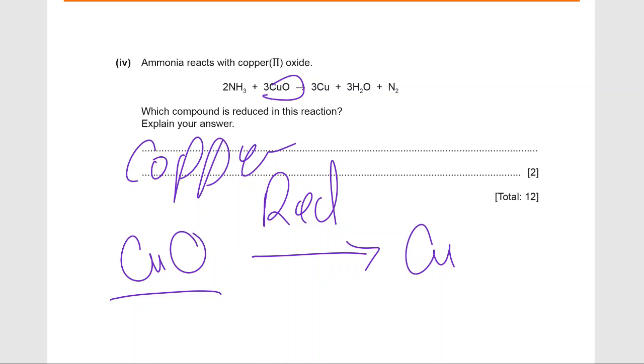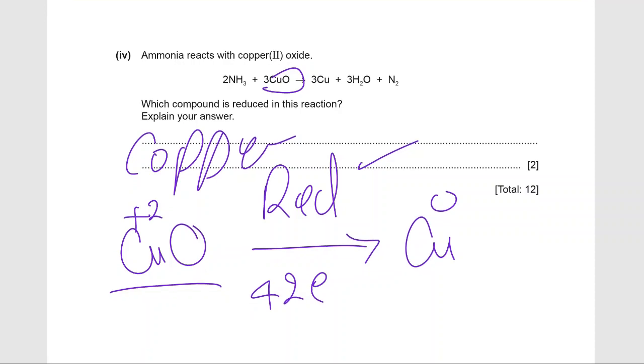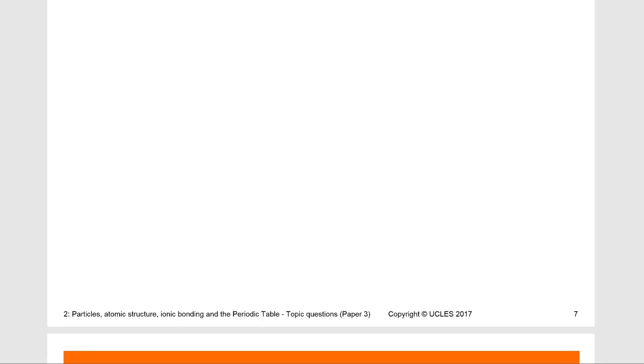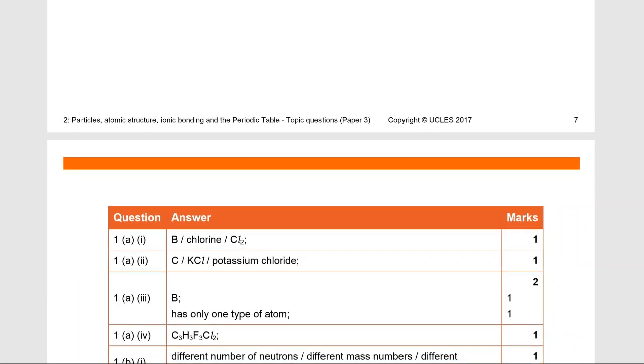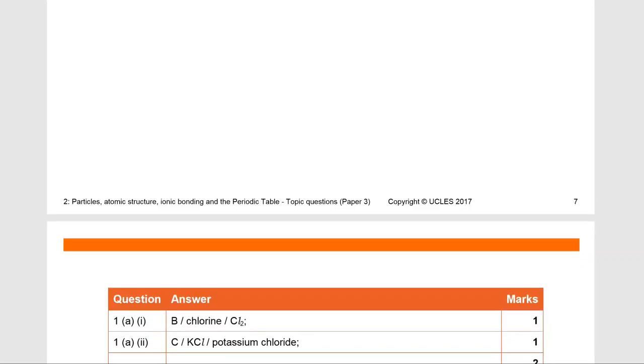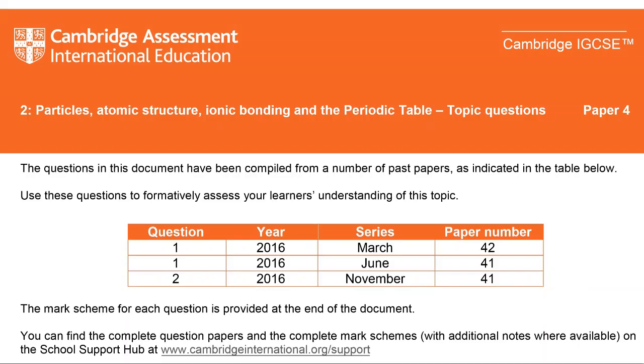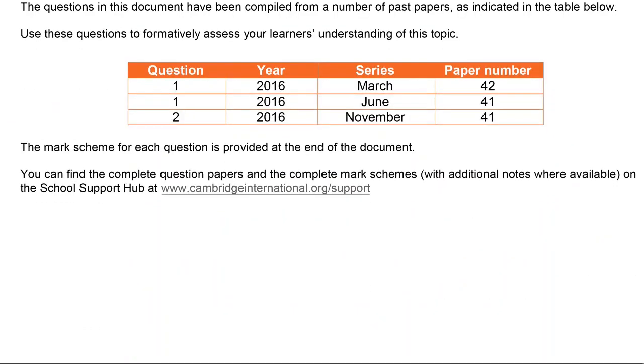Or you can say the copper, it's positive 2 here, but here it's 0. That means this one gained 2 electrons. So gaining of electrons also is reduction. So you have 2 options to explain why copper is reduced. So this is a question for paper 3. So at the end of this paper, you may have a look at the mark scheme, but now let's complete the other part, which is paper 4. We have also 3 questions about the same topic.